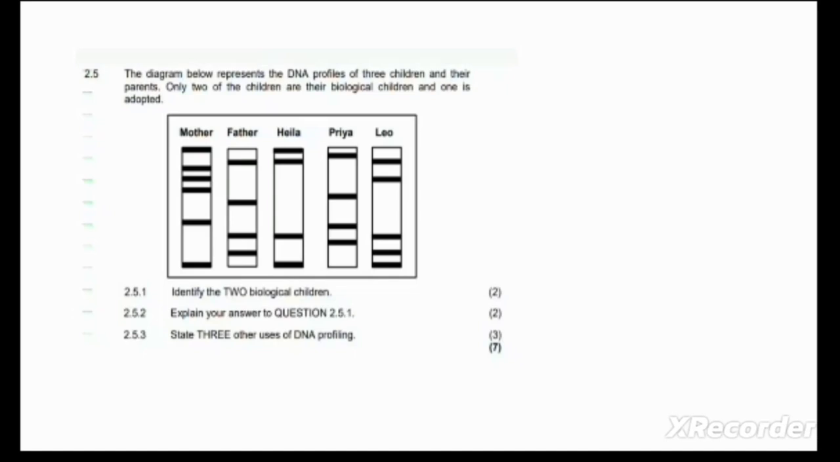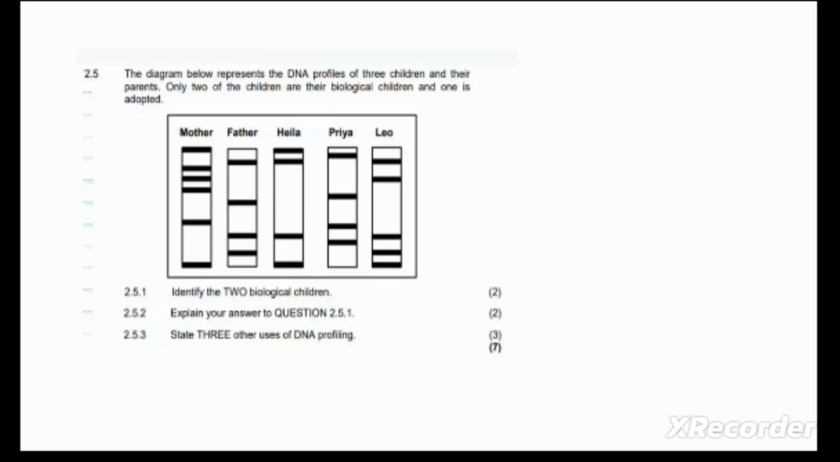You look at the mother: the first band matches with that of Hala, the second one matches with that of Leo, the third one matches with that of Leo, and then the fourth one matches with no one. The fifth one matches with Priya, and the last one matches with that of Hala and Leo. And then you look at the father. The first band matches with Hala and Leo. The second one matches with Priya. The third one matches with Hala and Leo, and the last one matches with that of Leo. So if you look at the bands in the mother and the father, they match with that of Hala and Leo, not Priya.